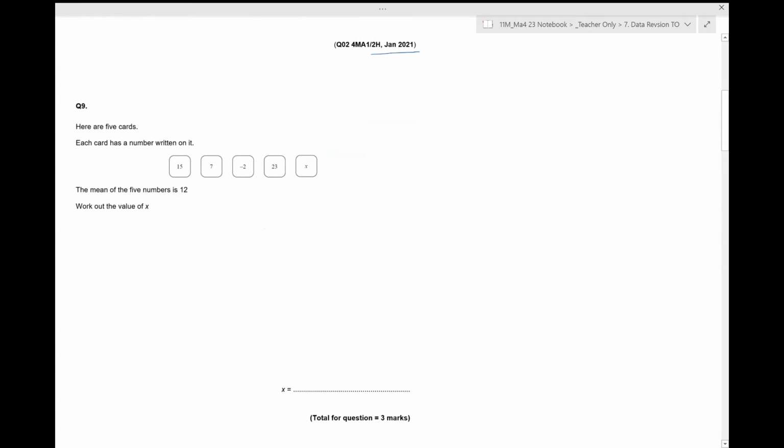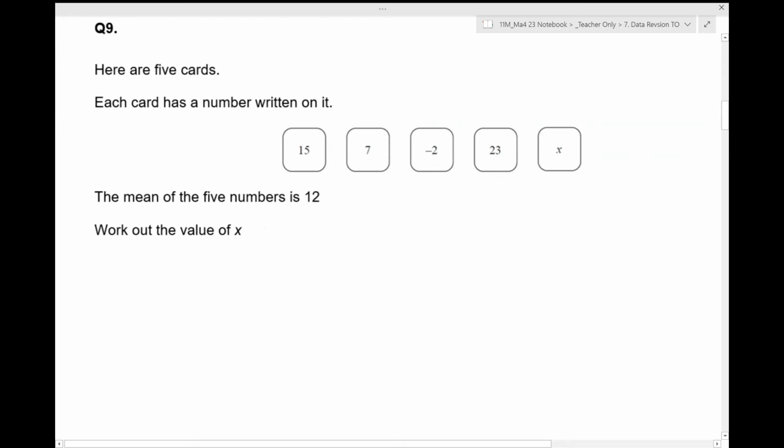Question 9. Here are 5 cards. Each card has a number written on it. Okay. The mean of the 5 numbers is 12. Wait a minute. If the mean of 5 numbers is 12, then the total is 5 times 12. The total of my 5 numbers is 60. Work out the value of x.